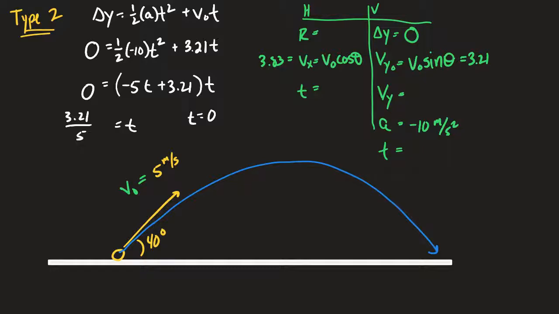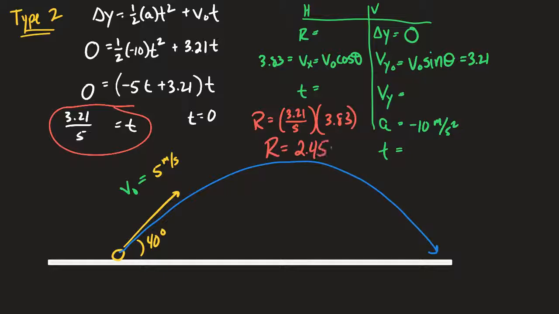Now, clearly, one of these t's is more meaningful than the other. I want to know where it is when it lands, which is why I'll use that t to figure out what the range is. That came out to be what, like 0.6 or something? Either way, the range was 3.21 over 5 times 3.83, which gave you a range of 2.45 meters, or 2.5 meters if I have appropriate significant figures.